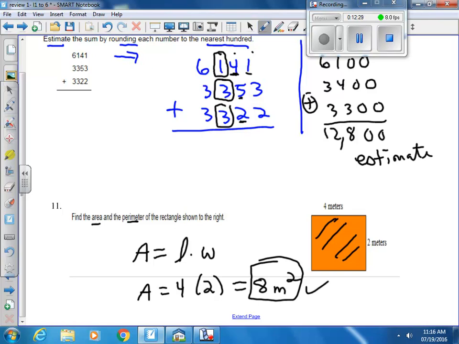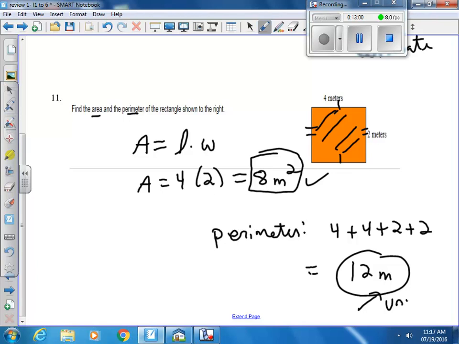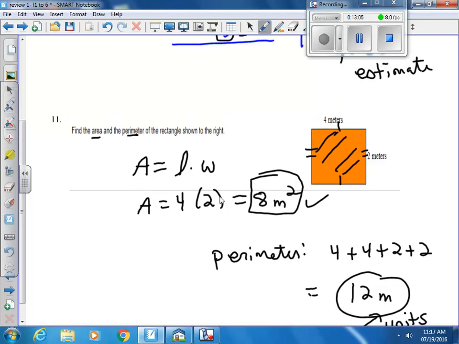And we know perimeter means add up all the sides. So in terms of writing it out, there's 4 sides: 1, 2, 3, 4. So 4 plus 4, and opposite sides are equal, plus 2 plus 2. So that's going to lead us to 8, 9, 10, 11, 12. So 12 meters. And notice the units: plain old meters. All right.